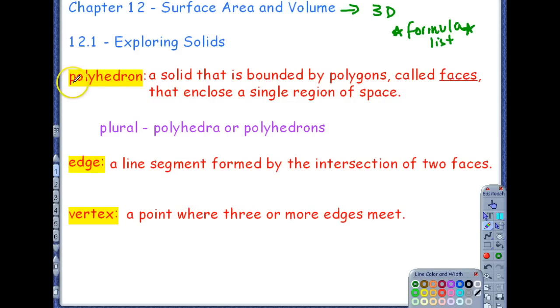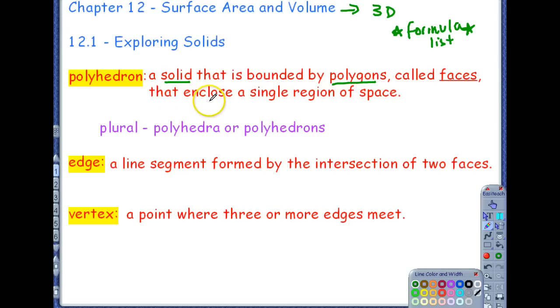Well, first of all, we have solids that we call a polyhedron, all right? A polyhedron is a solid, so it's three-dimensional, and it's bounded by polygons. So basically, you see a bunch of polygons making up that region. Okay. So polygons have sides, things like that. Now, the polygons are what we call faces. So we don't want to call the polygons sides. They're the faces of that solid. And it encloses a single region of space.